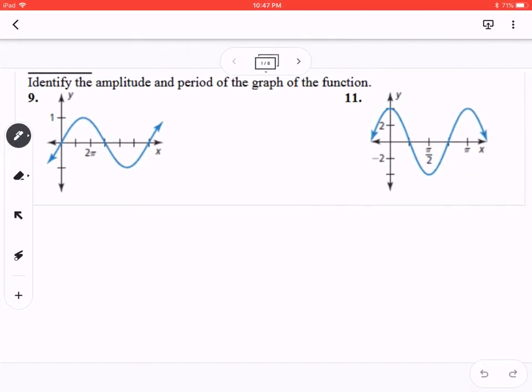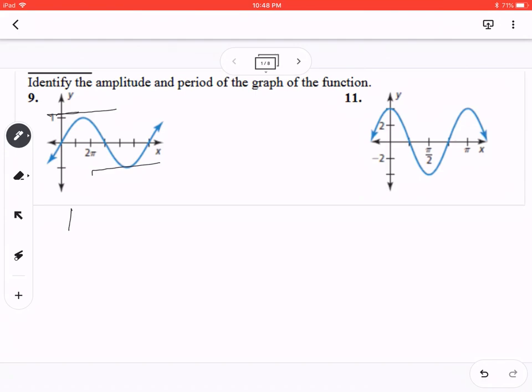We're going to start with some review questions. Identify the amplitude and period of the graph of each function. Question number 9, if we want to know the amplitude, we're going to have to look at the maximum, which is 1, and the minimum of the graph, which is negative 1.